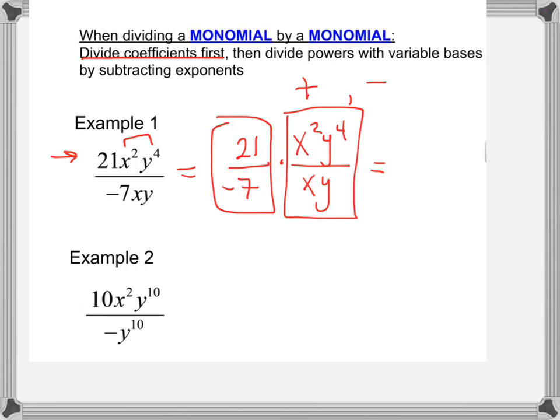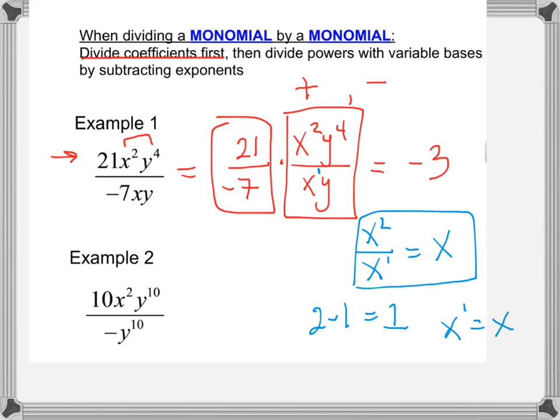So 21 divided by -7 is -3. We just divide those regularly. Now, we talked about dividing powers before, where x squared divided by x to the first power gets you x, because we keep the base of x and we subtract the exponents. 2 minus 1 is 1, and x to the first power is x. So x squared divided by x is x. We're going to write that in here.